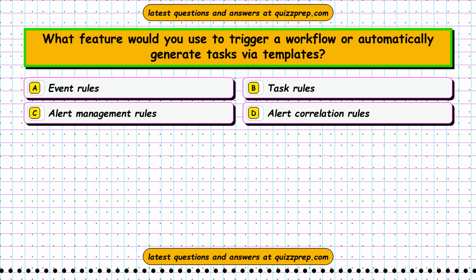Question 8. What feature would you use to trigger a workflow or automatically generate tasks via templates? Option A, event rules. Option B, task rules. Option C, alert management rules. Option D, alert correlation rules.